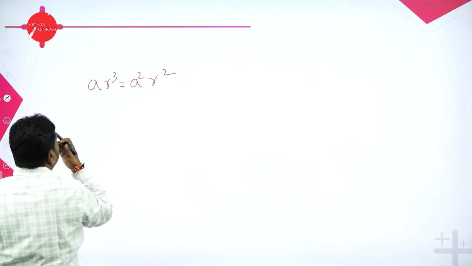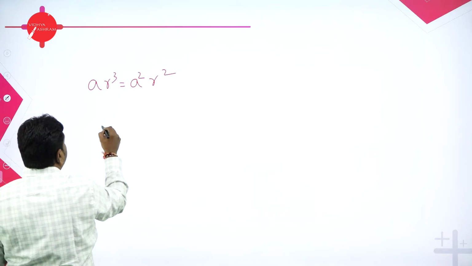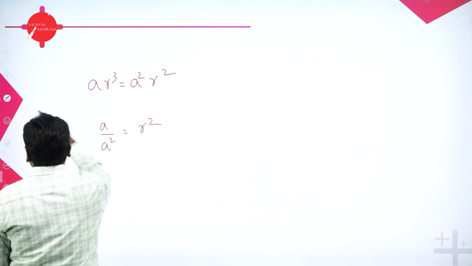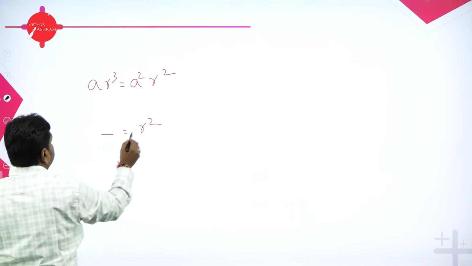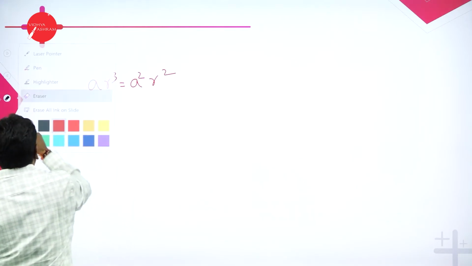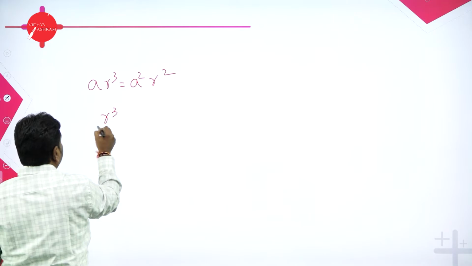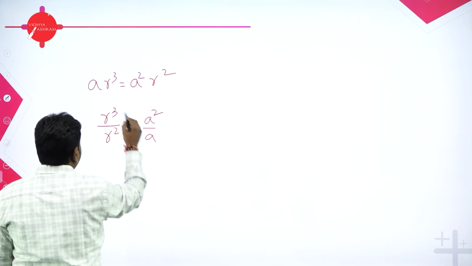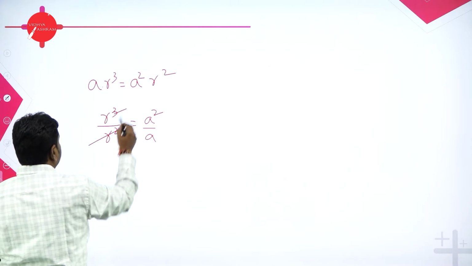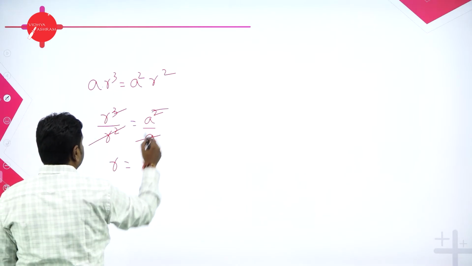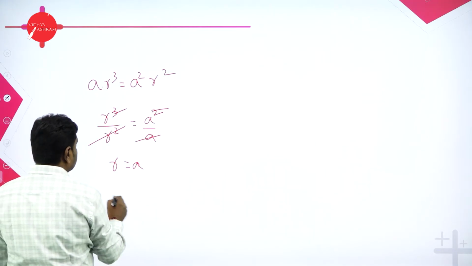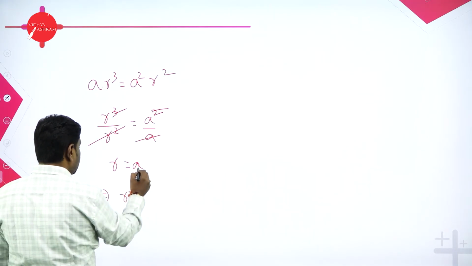So bring all the R terms to one side and A terms to one side. A by A square is equal to R square by R. So rearrange: I'll bring R square to the LHS. We need R. R cube divided by R square is equal to A square divided by A. R square and R cancel, we get R. A square and A cancel, we get A. So R value is A, and A is given as minus 3. So R value is A, which means minus 3.